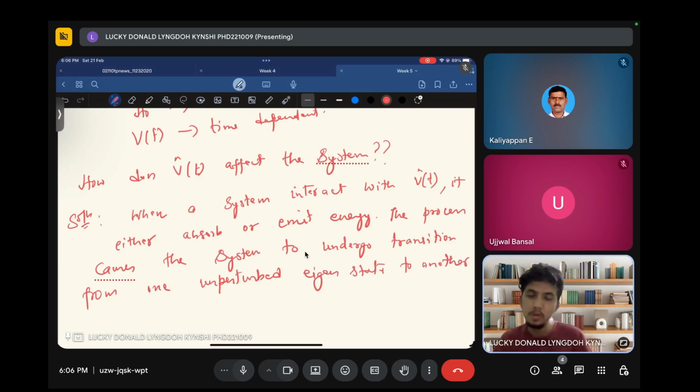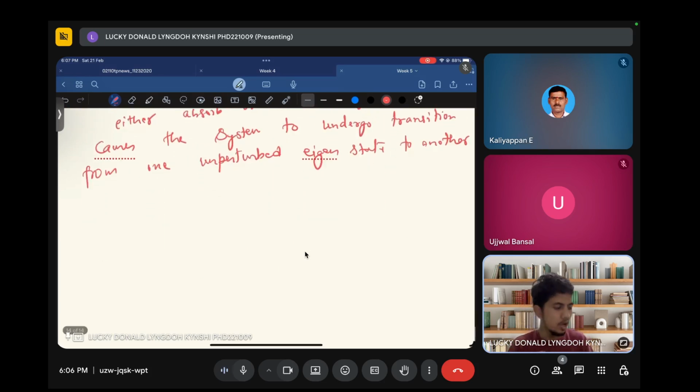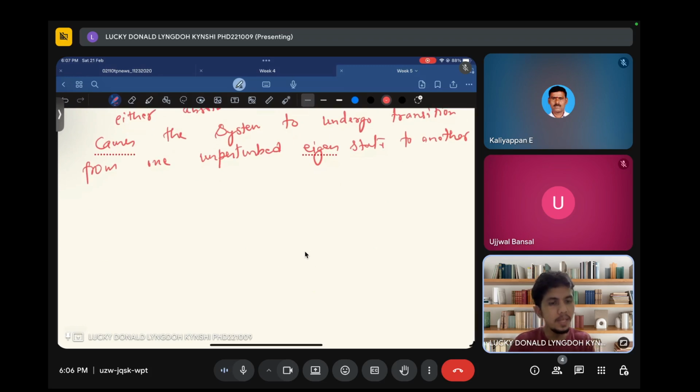So what does it mean? Suppose you have a system which is unperturbed, that means it's your original Hamiltonian. Now you introduce a time-dependent perturbative potential V(t). Because of this time dependence, the system can either absorb or emit energy. That means it can go from one unperturbed eigenstate to another, a transition from one state to the other. So what is the question? What is the probability that your system can transit from one state to the other? So what is the transition probability? You remember, we are talking about the transition probability. What is the probability that the system will change?